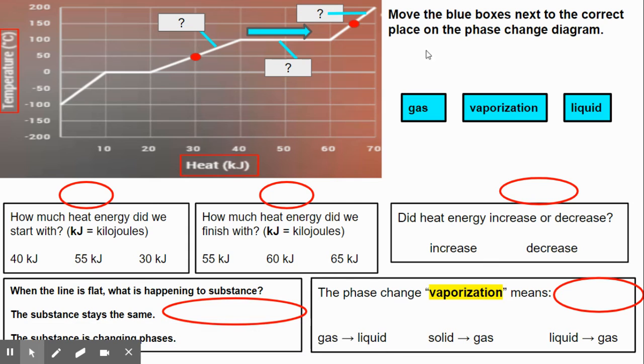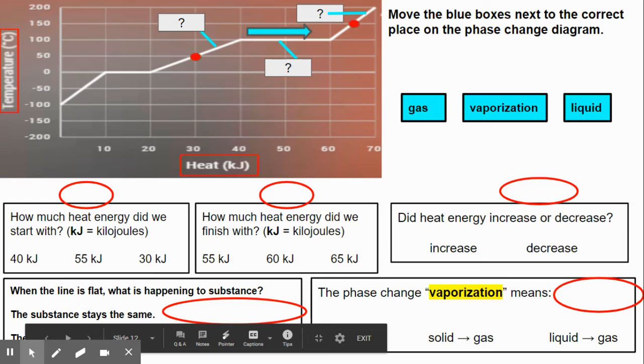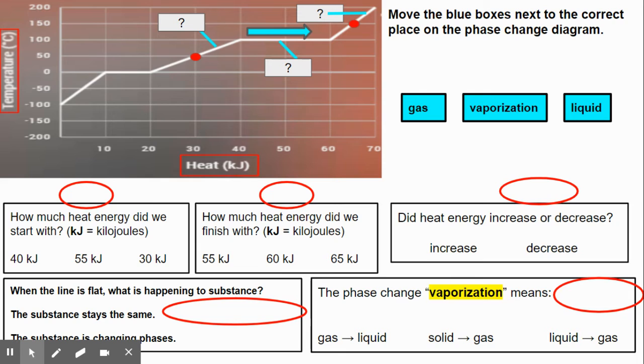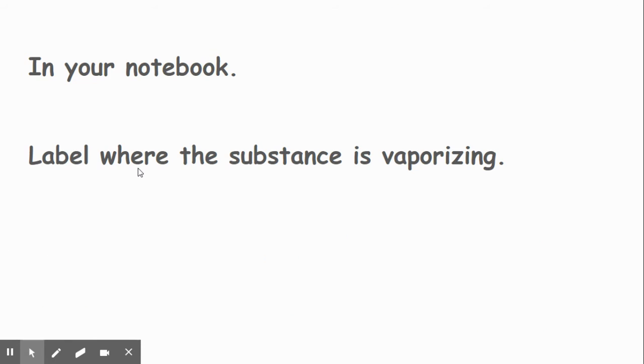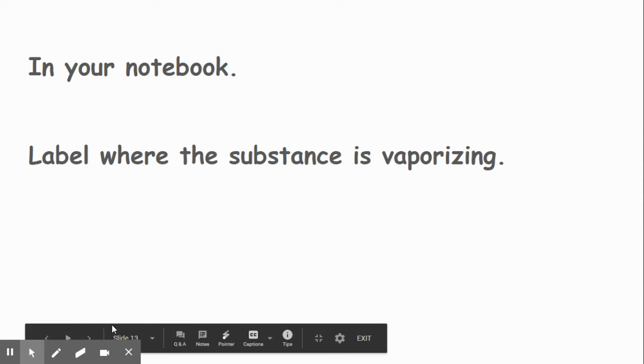Again, you're going to go in Google Classroom, place the blue boxes next to the correct place on the diagram. Answer the following questions. How much heat energy did we start with? How much heat energy did we finish with? Did the energy increase or decrease? Again, when the line is flat, what is happening to the substance? And the phase change vaporization means what? Again, in your notebook, you can use the same graph, label where the substance is vaporizing, and any other notes that you think would be pertinent.